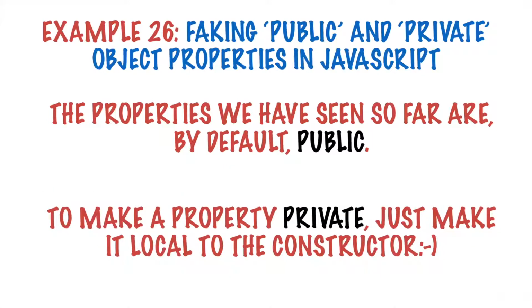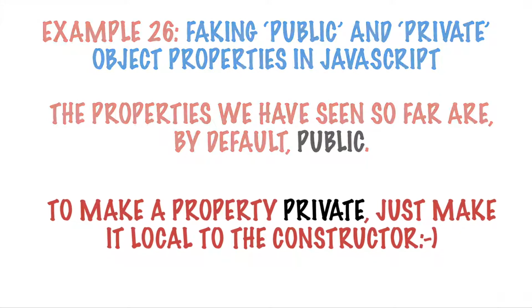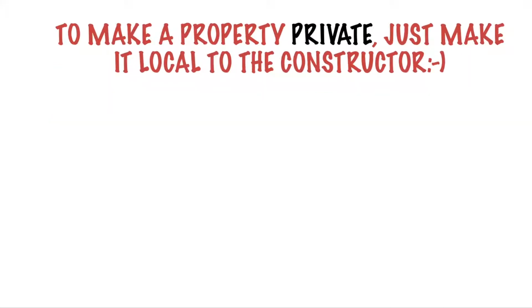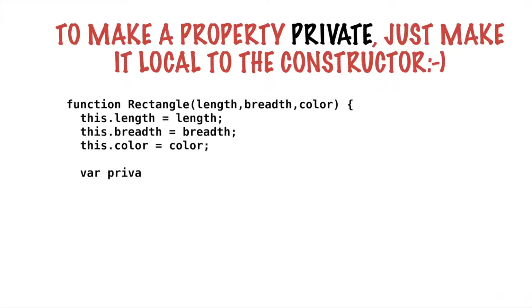They are public properties. To make a property private, just make that property local to the constructor. If you remember local variables from way back when, in the earlier part of JavaScript where things seemed very easy, make a variable local to the constructor. That variable is a private property. Doesn't make sense? Let's see it in action.